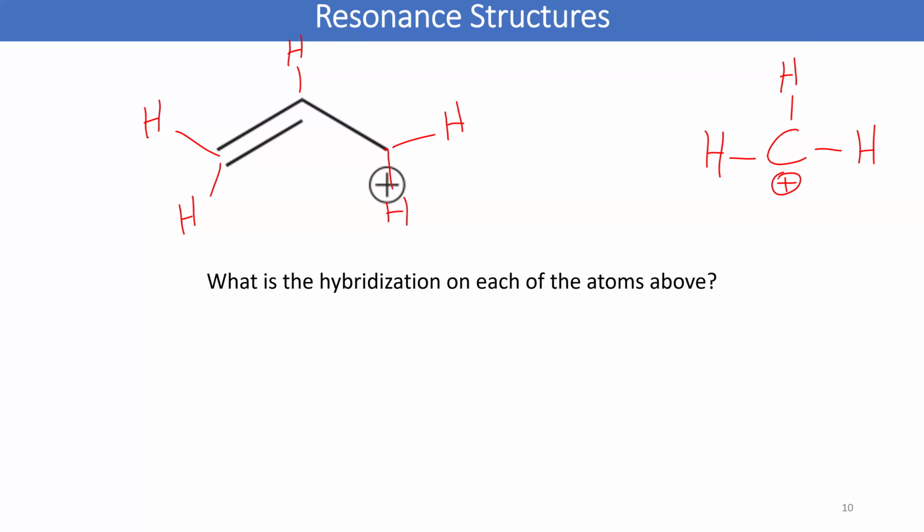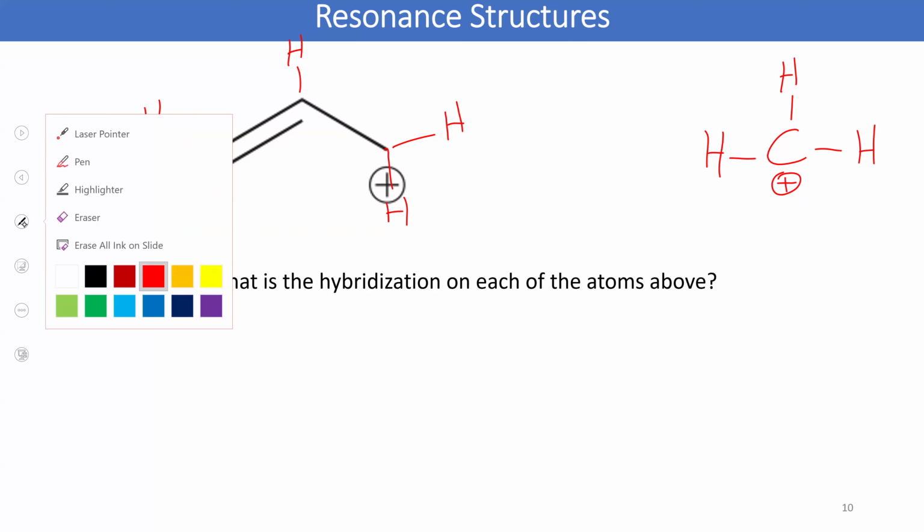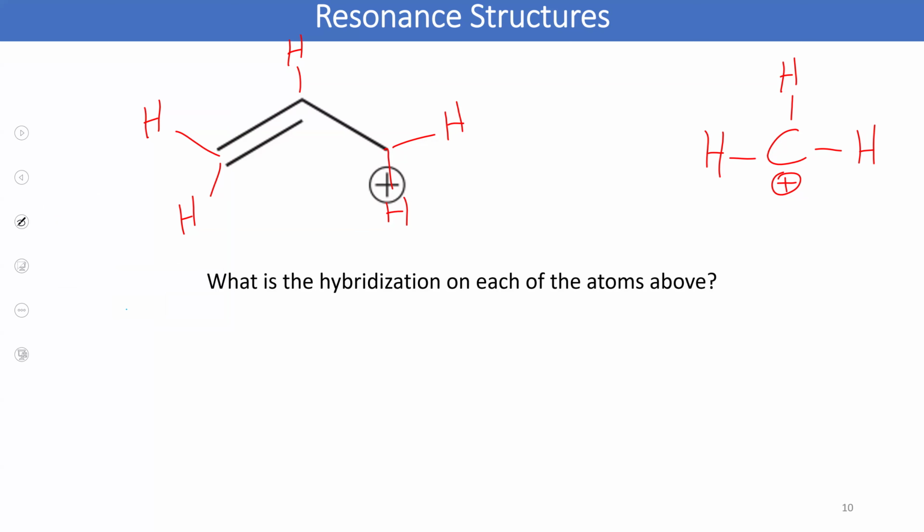So what is the hybridization? Let's start with the easy ones first. What's the hybridization on the alkene carbons?